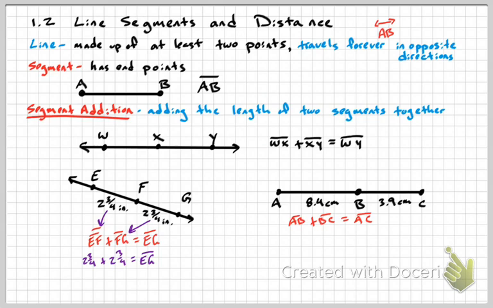The same thing is true over on the right. AB is 8.4, BC is 3.9, and whatever we get from adding those 2 together, that would be the length of AC. So that's segment addition. It's nothing very complicated. It's just the process of adding 2 segments together to get a bigger segment.